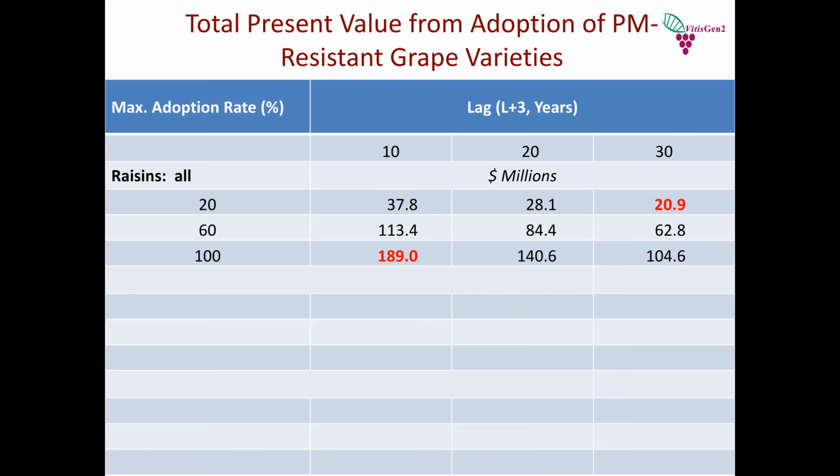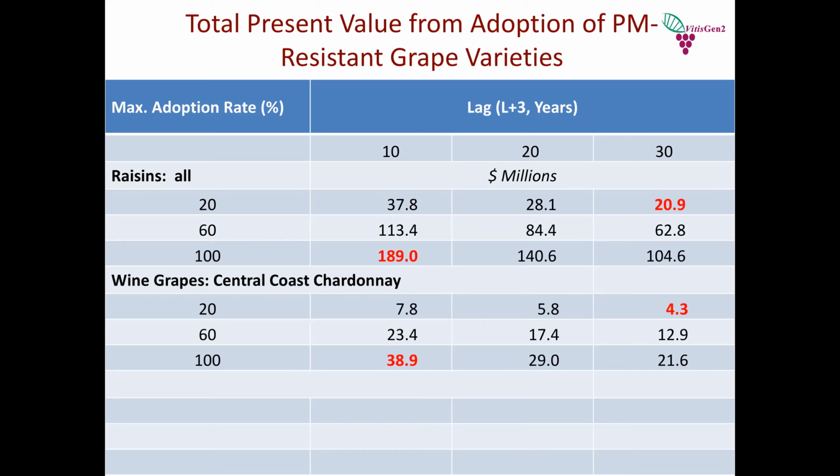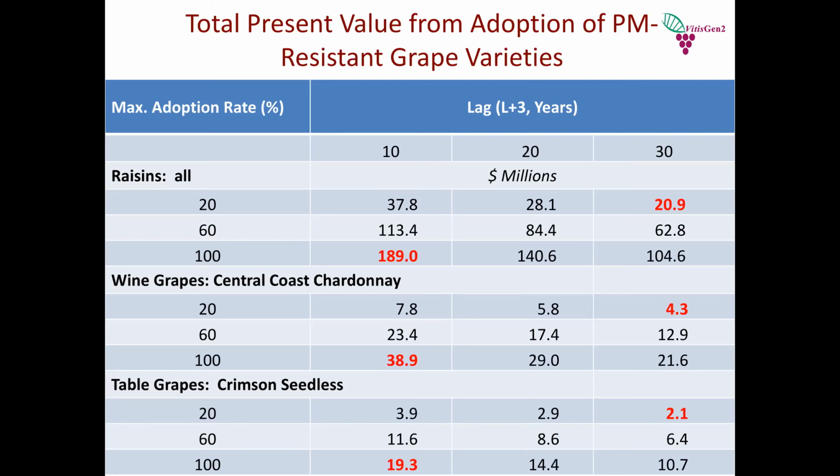So that's the reason we have this big range, because of uncertainty about how quickly the technology can be developed and how widely it will be adopted once it has been developed. So for Central Coast Chardonnay, the numbers range from 4.3 to almost 40 million, and that's for the same kinds of reasons. And for crimson seedless table grapes, it ranges from 2.1 million to 19.3 million. So these are examples of the kinds of things we can estimate for this kind of problem.